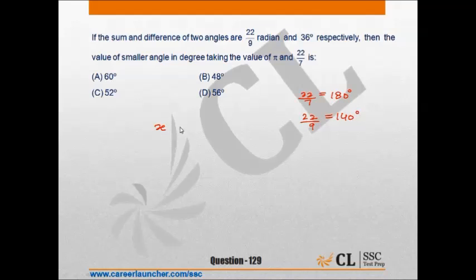Now angle x and angle y: x plus y is equal to 140 degrees, and x minus y is equal to 36 degrees. We have to calculate y, that is the smaller angle. So y would be equal to (140 minus 36) upon 2, and that would give us 104 upon 2, or 52 degrees. So our correct answer is option C.